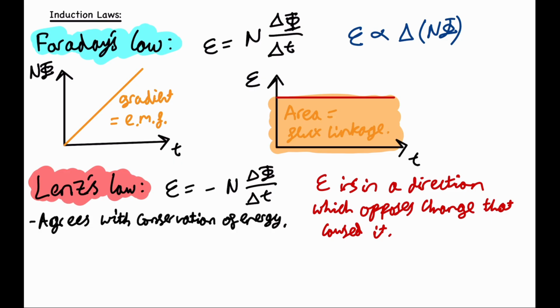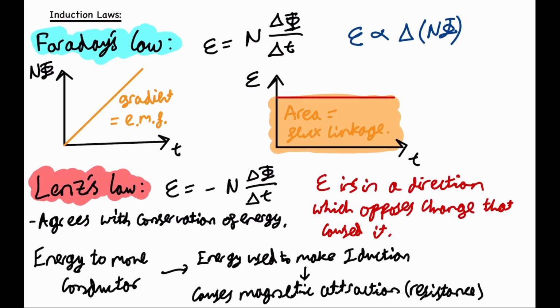Because if you use energy to move a conductor through a field, a resistance will be caused by the magnetic attraction which produces the induced current. So you apply energy to move a conductor, which is used to induce an EMF, which causes a magnetic attraction, which is a resistance to the motion you used to move the conductor. So you have to do work to induce an EMF, basically. Again, like most laws, Lenz's law works when the conductor is traveling at right angles to the magnetic field.